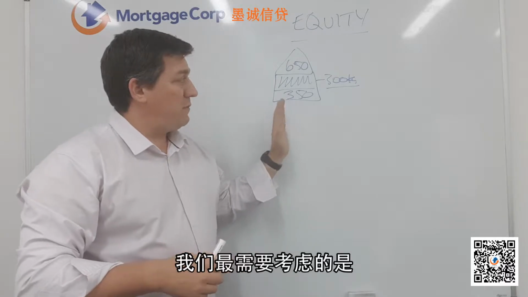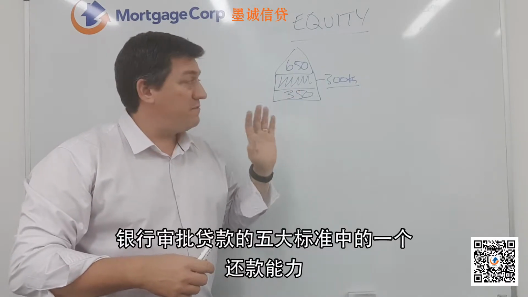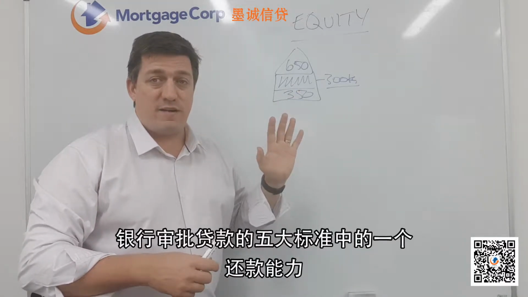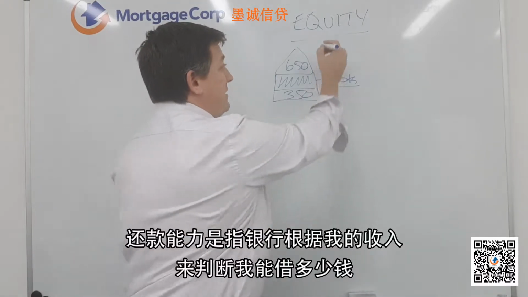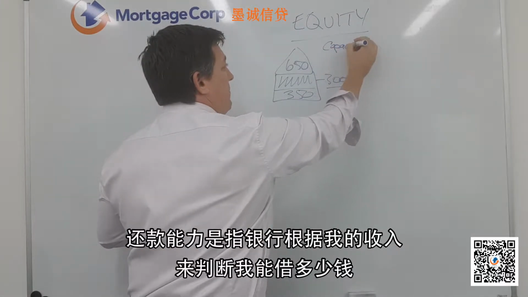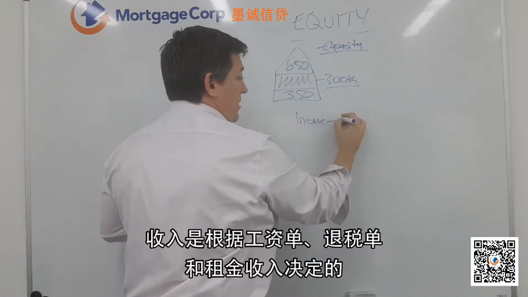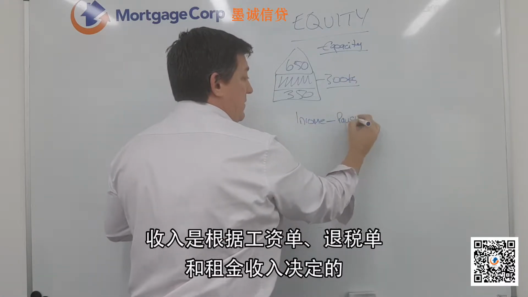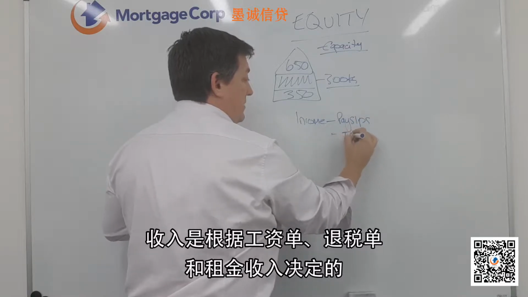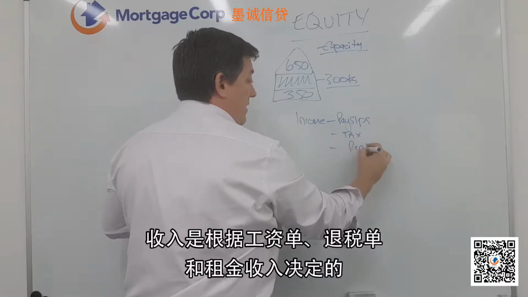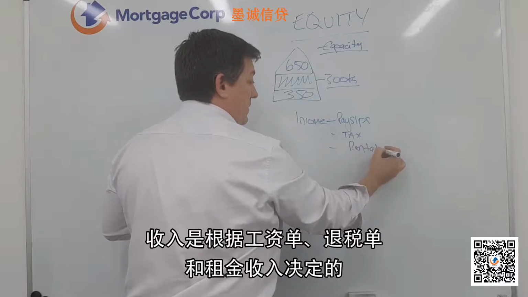The biggest rule that we need to apply is one of the 5 key factors of credit: capacity. Capacity is how much can I borrow based on my income. Income is determined by pay slips, tax returns, and rental income.